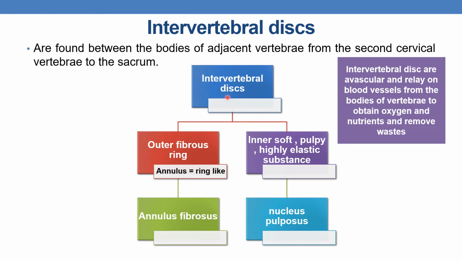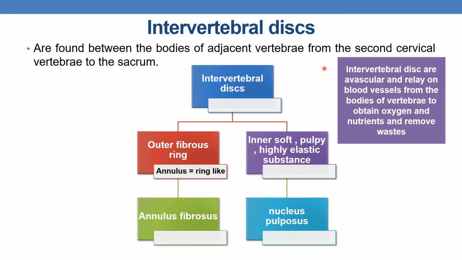So the intervertebral disc mainly has two parts: an outer fibrous ring, which is called the annulus fibrosus, and an inner soft, pulpy, highly elastic substance, which is called the nucleus pulposus. Annulus means ring-like.